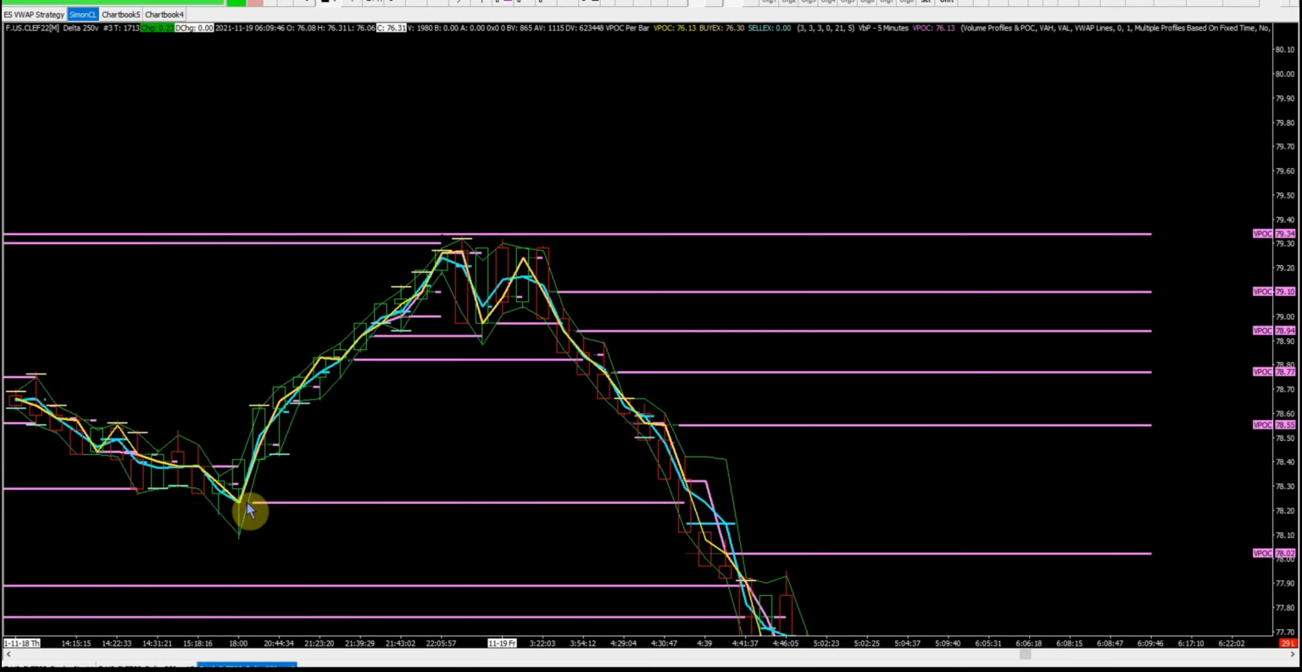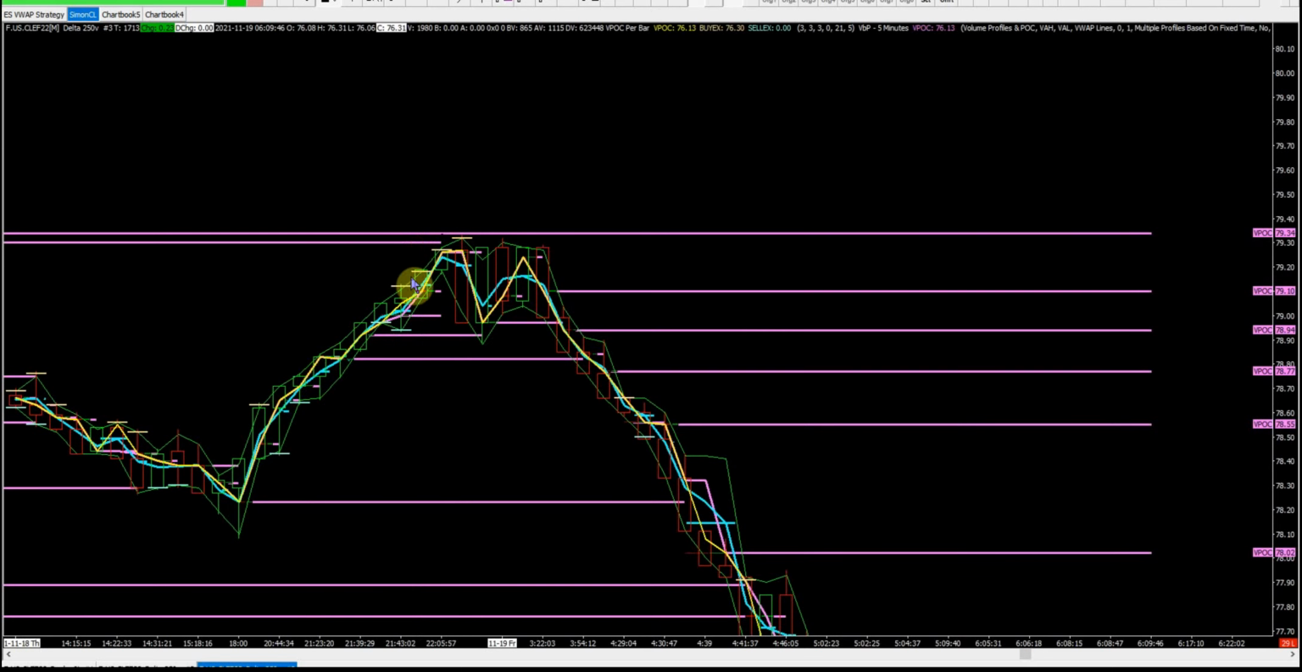We're going to go back up, so I could reverse my position if I was short anywhere up here, and then ride that all the way back up here. Where's my target? Right there. There's a target right there. So I take that out.